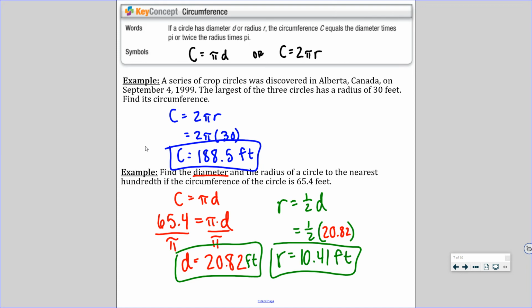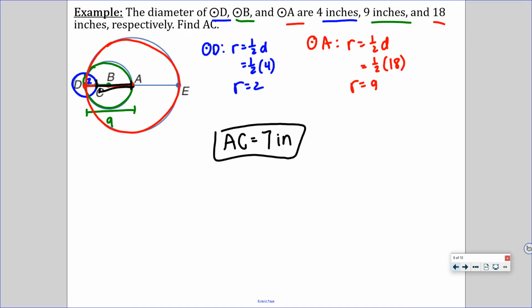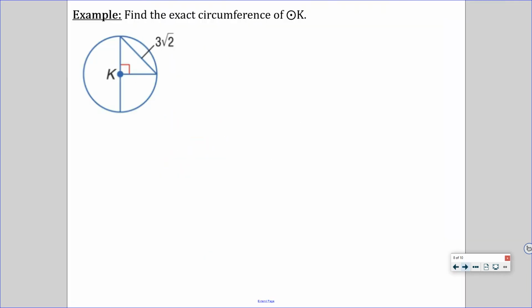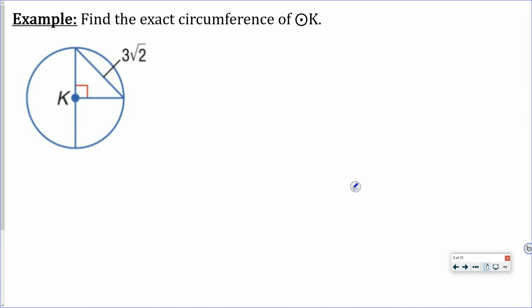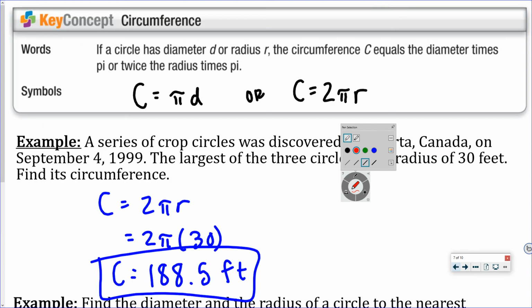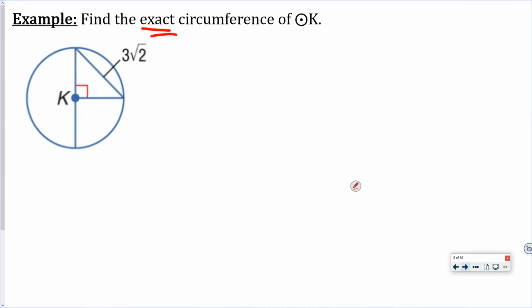Next one. This one's a little different in the directions. It says, find the exact circumference of Circle K. So we just went on that spiel about how pi is irrational and how technically I rounded that circumference to 1 decimal place. That's not the exact circumference. We just rounded it. So when it says exact, that means they want you to leave pi in your answer and not actually use the pi button to get a decimal. Okay? So I'll show you that once we actually get to circumference.